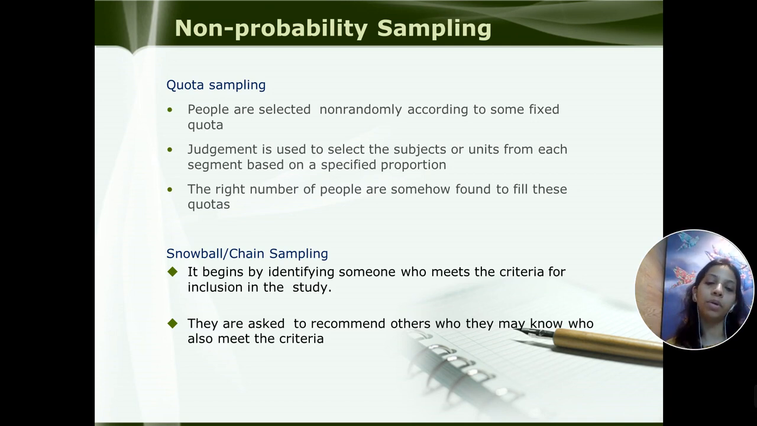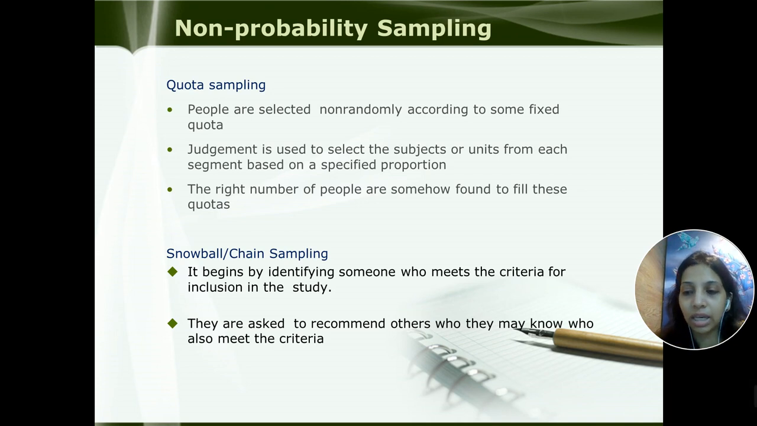It begins by identifying someone who meets the criteria for inclusion in the study. You identify one individual, and that one individual, considering your inclusion criteria, will recommend others whom he knows, so that they may be a part of the study. So this snowball or chain sampling is usually used for hard to track populations, like say drug addicts. One drug addict tends to know the other drug addicts more. So you get to know one, he will recommend the next one, the next one will recommend the third one, and that way the chain goes on. That is why it is called chain sampling.